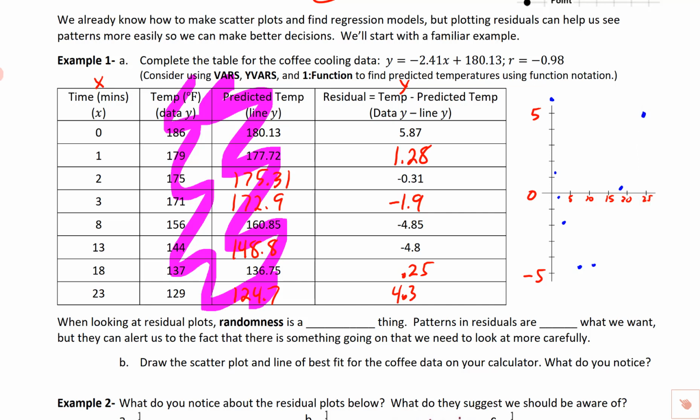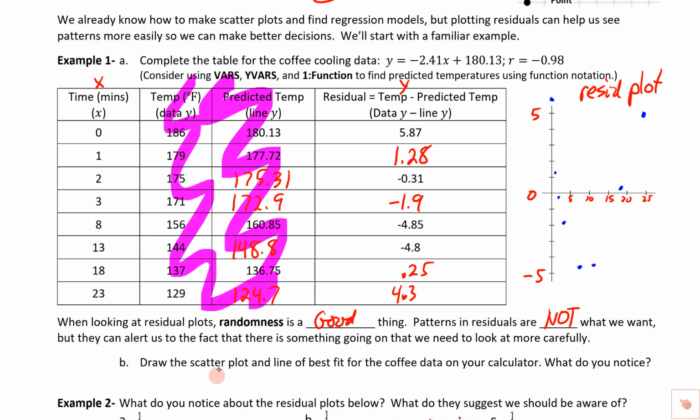Now, when we're looking at a residual plot like this, so this is what this is called, we're going to call this a residual plot. When we're looking at this, randomness is a good thing, okay? Patterns in residuals are not what we want. So you'll notice that we can see a very clear pattern. It looks like we've got some points above, getting closer, then below, way below, and then back above. This is a very clear pattern. And when you see a clear pattern in a residual plot, that means there's something else going on that we probably ought to be aware of.